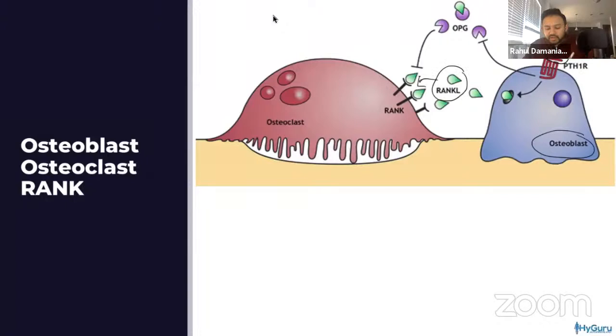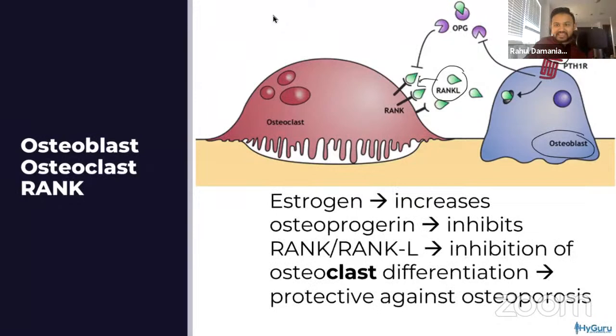Now, what's important for us to recognize is that you have this osteoprotegerin. And osteoprotegerin actually is going to inhibit osteoclasts. Osteoprotegerin protects the bone, and thus it inhibits osteoclasts from chewing up the bone. So why that's important is because premenopausal women have estrogen. And this estrogen increases osteoprotegerin, inhibits RANK and RANK ligand interaction. And subsequently, you inhibit osteoclast differentiation, and that's why estrogen is protective against osteoporosis. So remember that postmenopausal women, just as a reproductive tie-in, are going to be susceptible to osteoporosis because of increased osteoclastic activity.